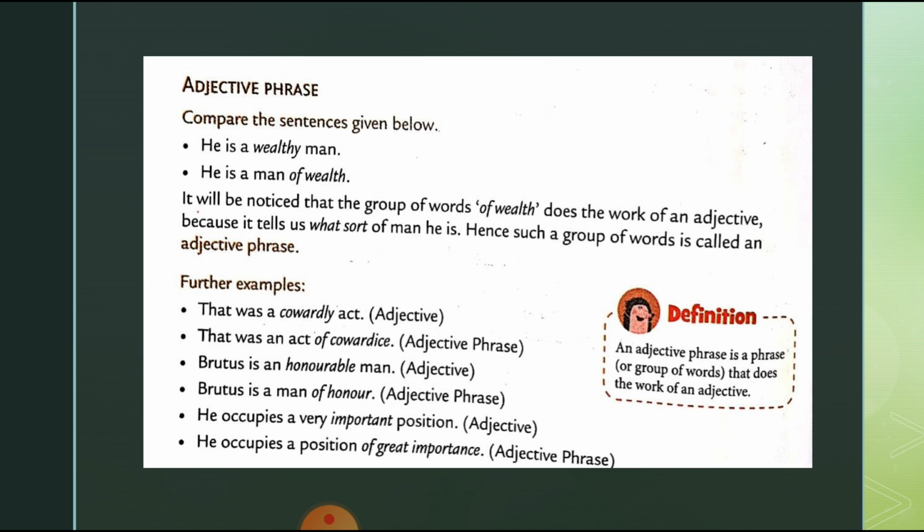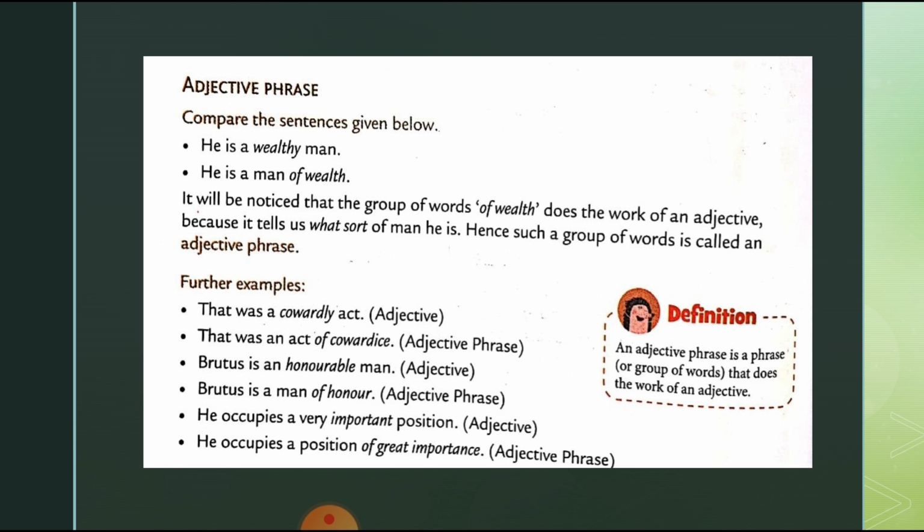Brutus is an honorable man. Honorable is an adjective. Brutus is a man of honor. See, we made an adjective phrase. Honorable means a man of honor. He occupies a very important position. Important is an adjective. When we change it into an adjective phrase, he occupies a position of great importance. Great importance is an adjective phrase.